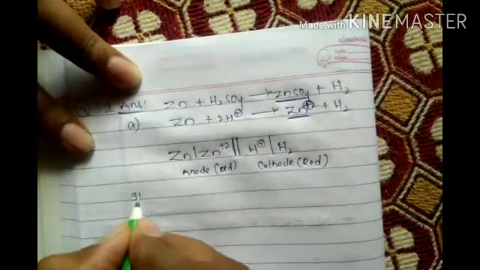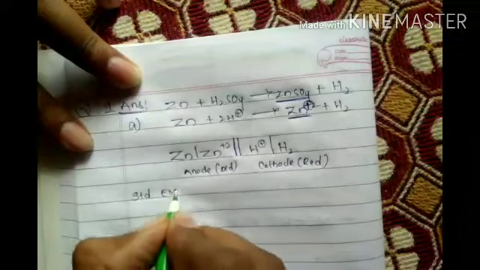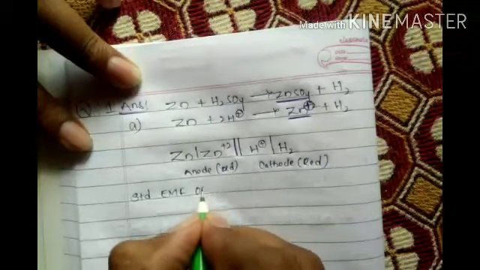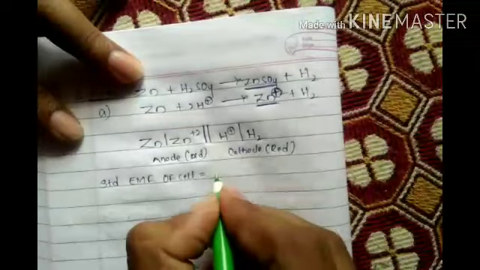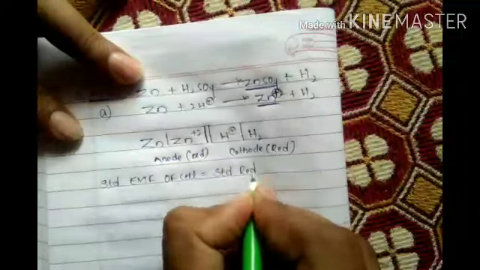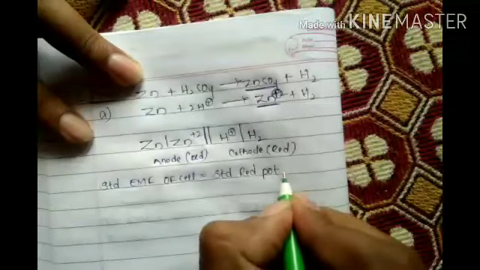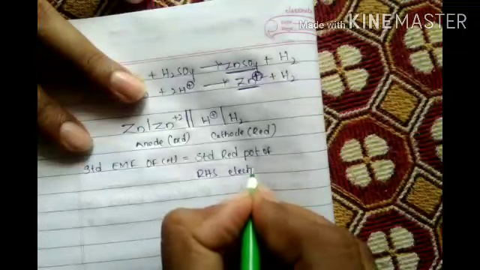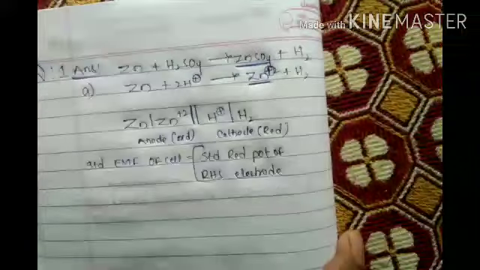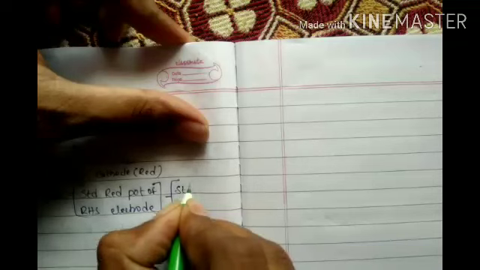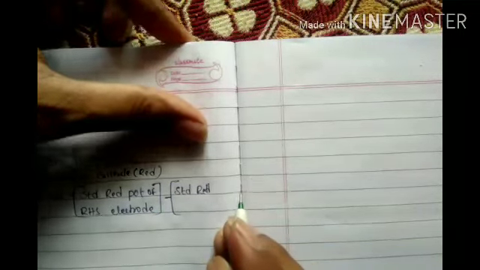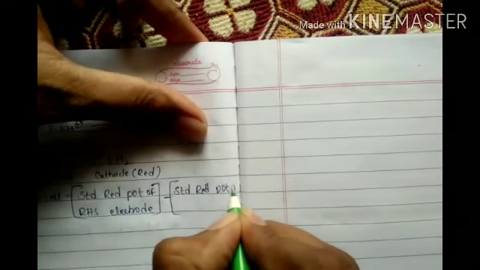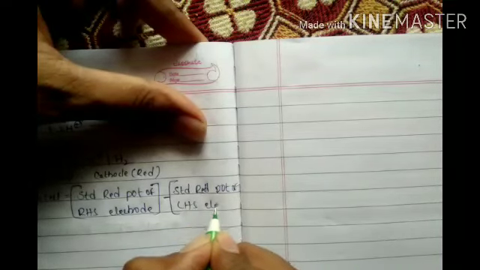Now the standard EMF of the cell formula is: standard reduction potential of the RHS electrode, right hand side, minus the standard reduction potential of the LHS electrode.